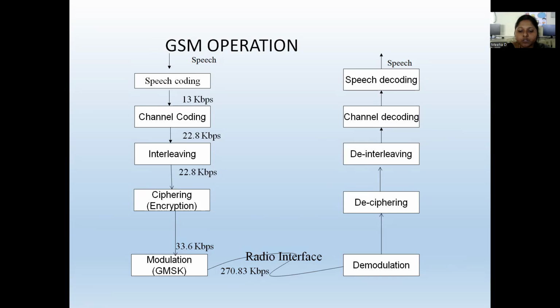Now it comes to demodulation, then deciphering, then de-interleaving and then channel decoding. Same as there, all the noises will be removed. So channel decoding and then speech decoding, same. Now the digital will be converted to analog. So this is the GSM operation.